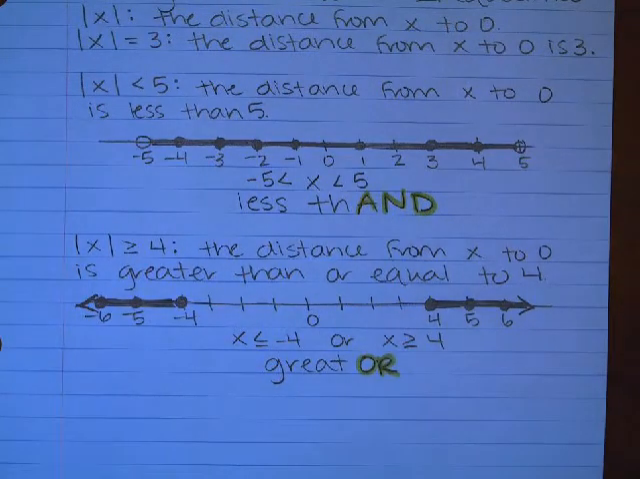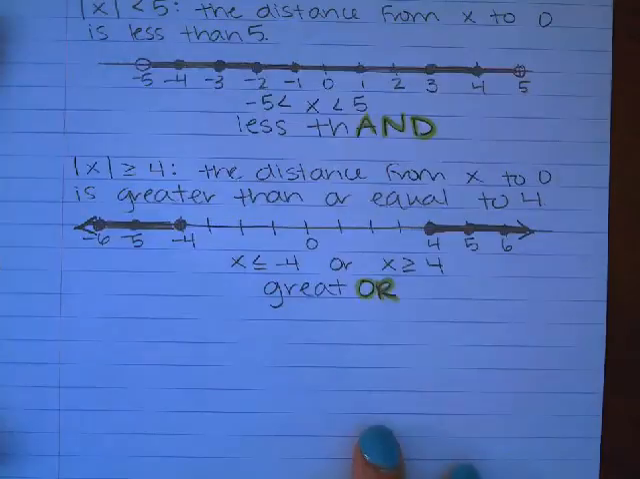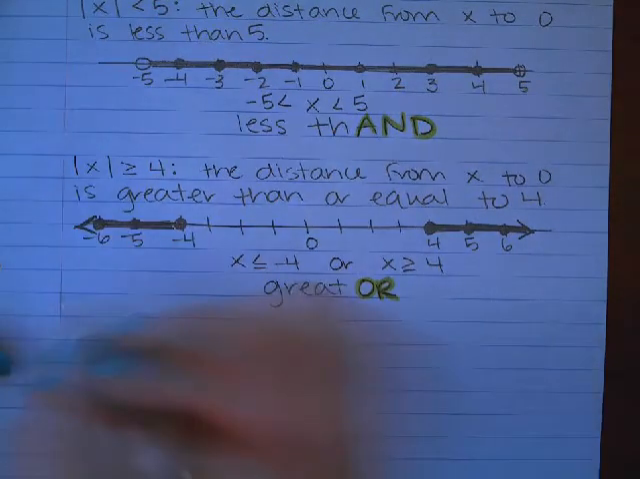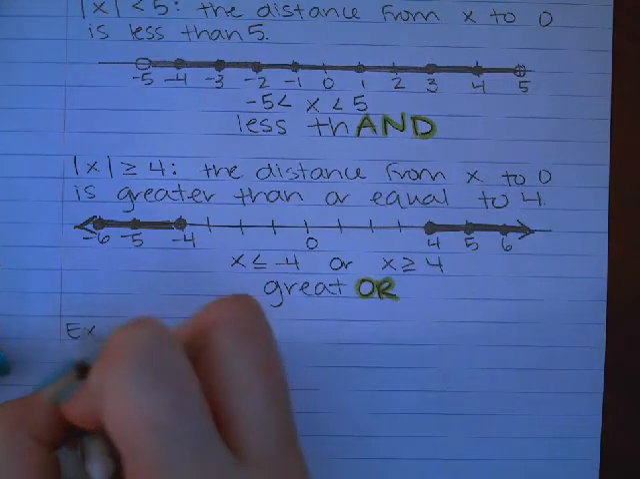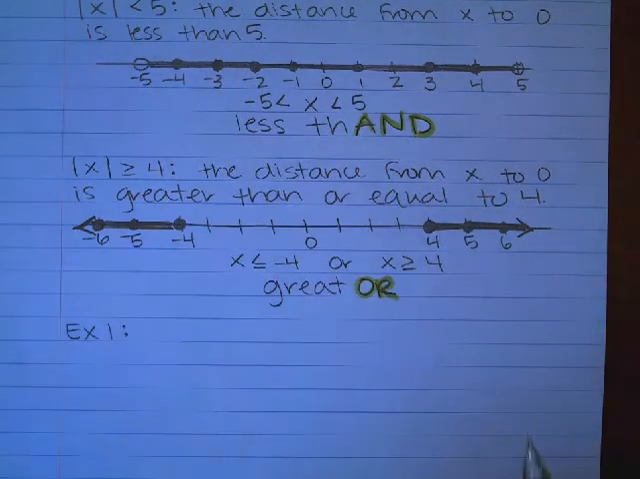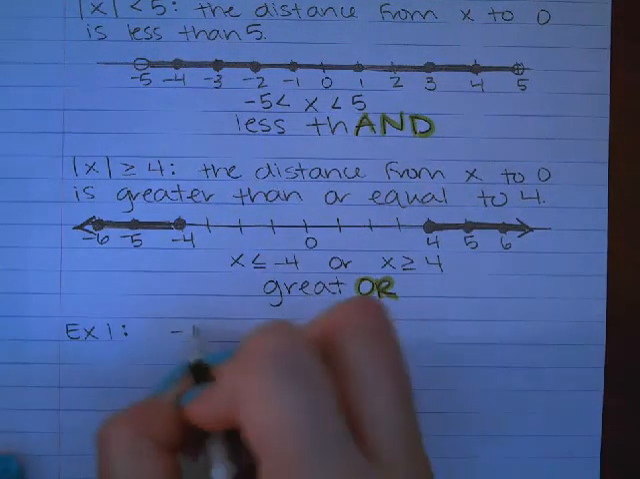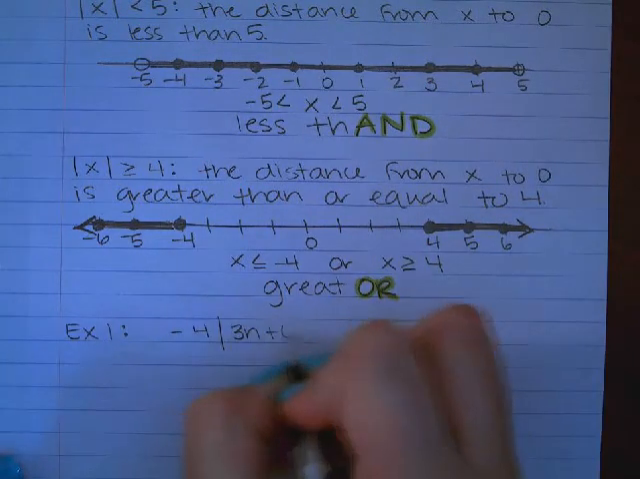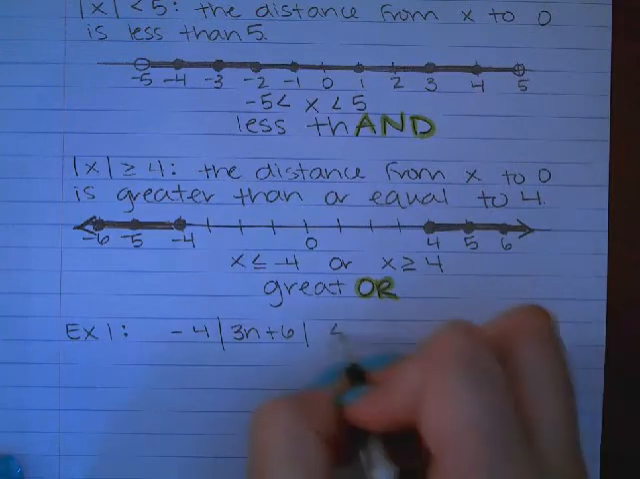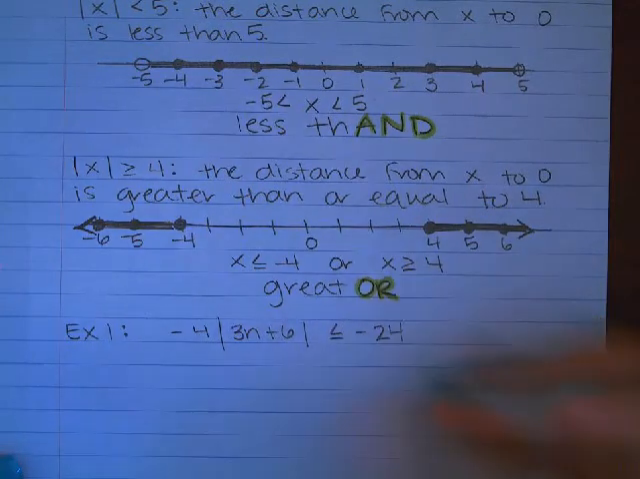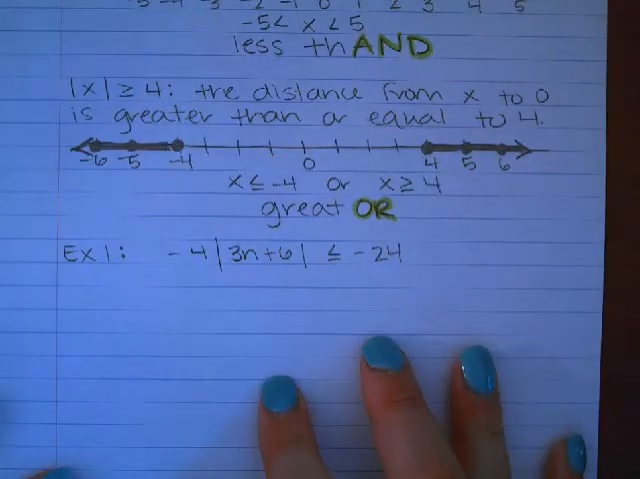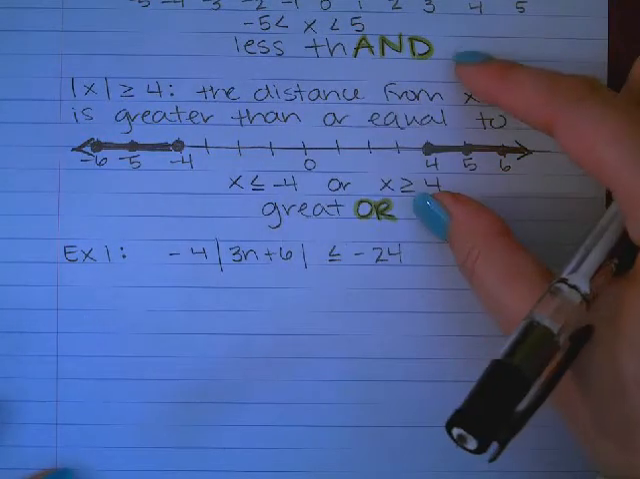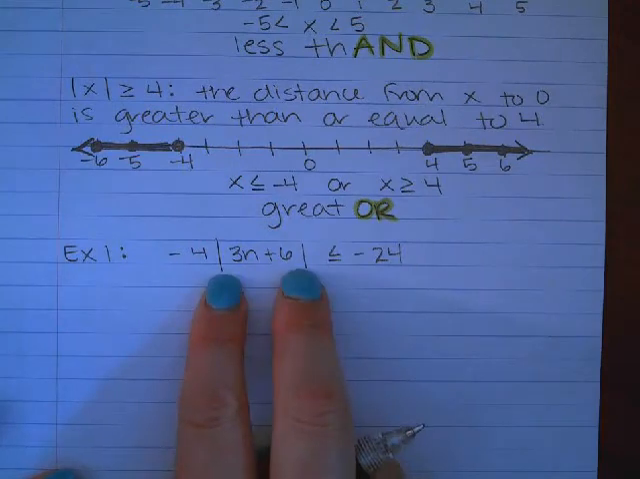Okay, let's go ahead and do a couple example problems where they're a little bit more complicated. We have to do some more steps than this so you guys can see it in action. So for the first problem, we're going to do -4 times the absolute value of 3n plus 6 is less than or equal to -24. Now, notice my first step was not to commit to which one of these it is because I do not have the absolute value sign alone yet.